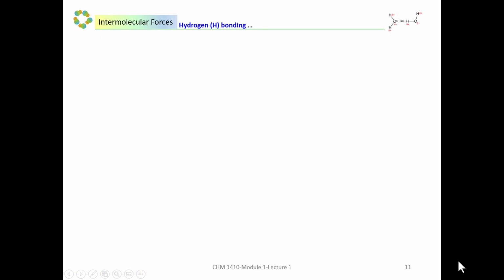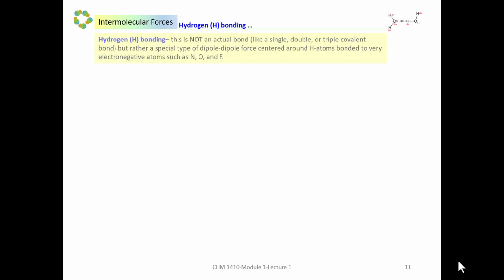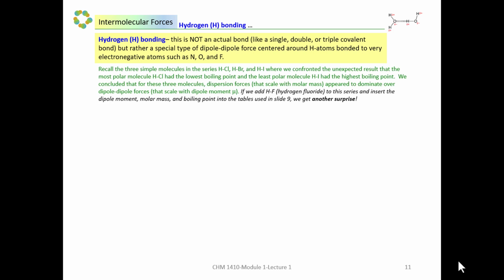Let's look at hydrogen bonding in some detail. Remember, hydrogen bonding is not an actual bond in the sense of a bond like a single, double, or triple covalent bond in a molecule, but rather a special type of dipole-dipole force centered around hydrogen atoms bonded to very electronegative atoms such as nitrogen, oxygen, and fluorine.